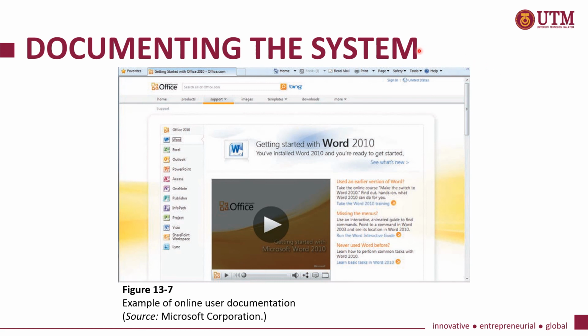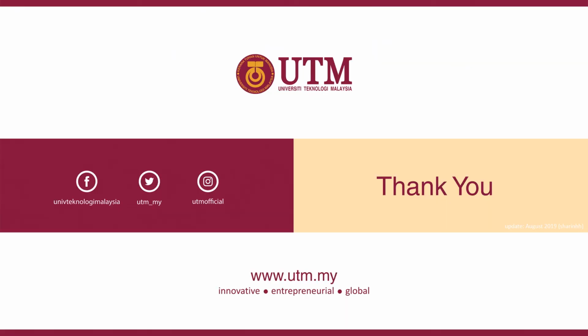This figure shows an example of user documentation, which is the online user documentation for Word 2010 provided by Microsoft Corporation.